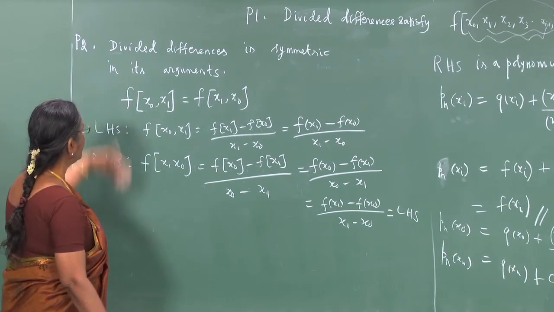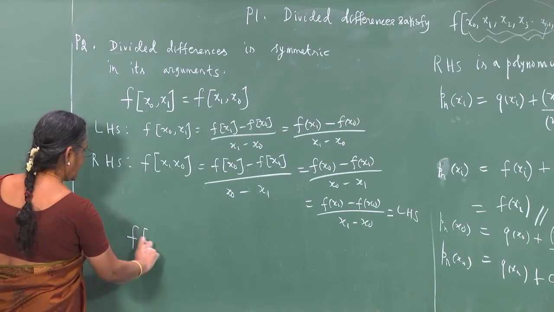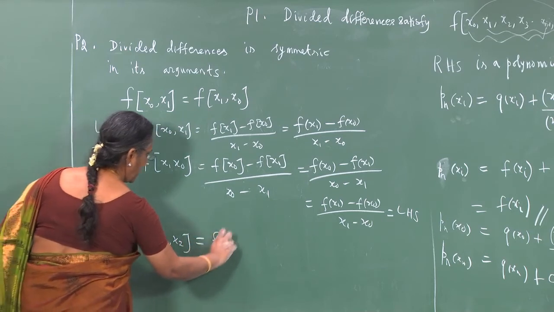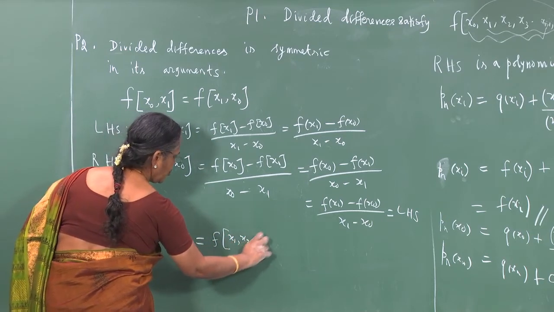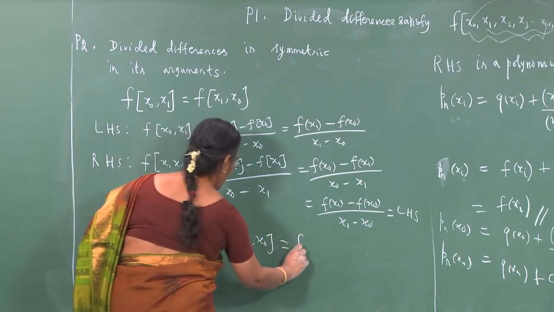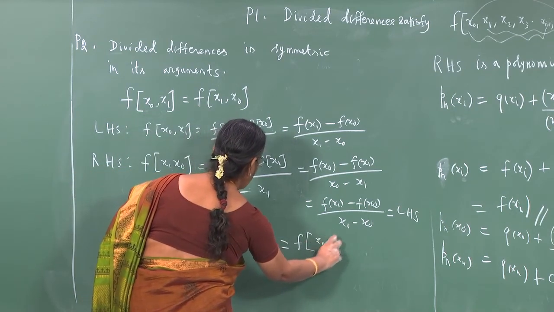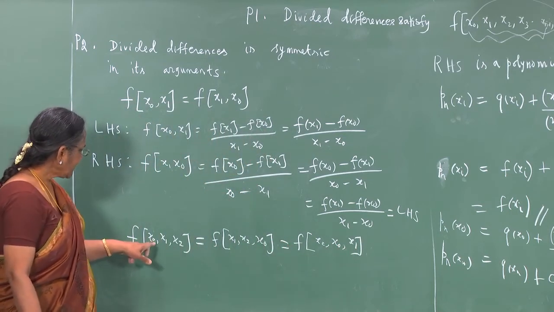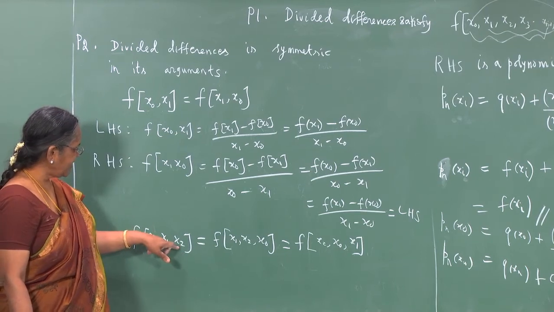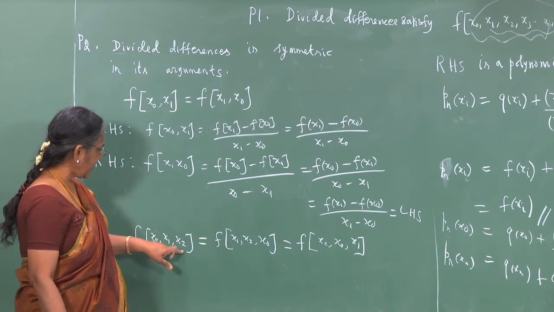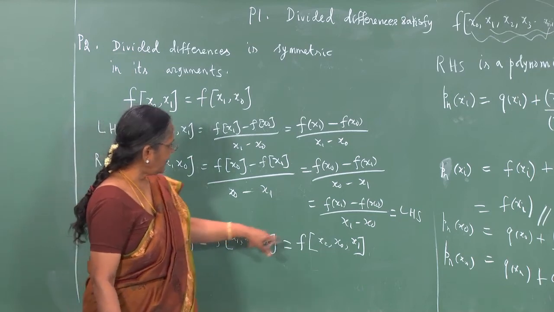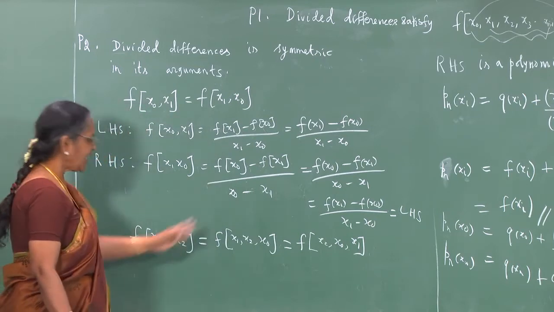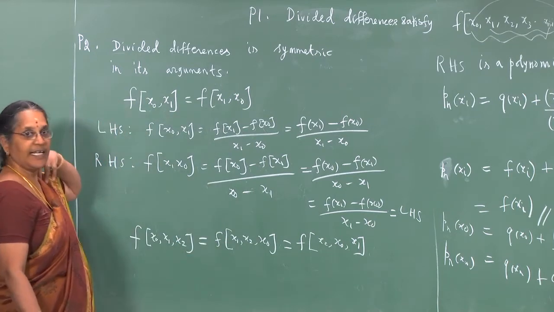So what will be the result in the case of second order differences? F of x naught, x1, x2 must be equal to f of x1, x2, x naught, and that must be the same as f of x2, x naught, x1. Namely, when I cyclically change these arguments, so x naught, x1, x2, then x1, x2, x naught, then x2, x naught, x1, and form the second order difference, then the result is the same, is what this property tells you.